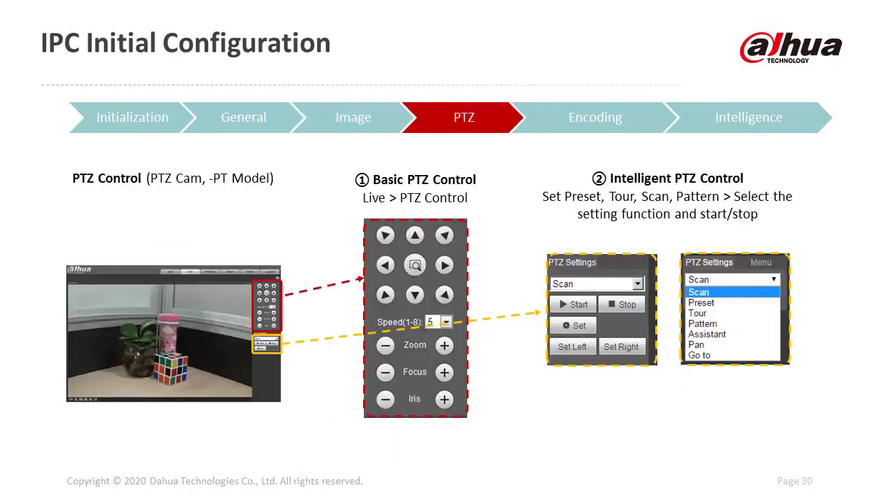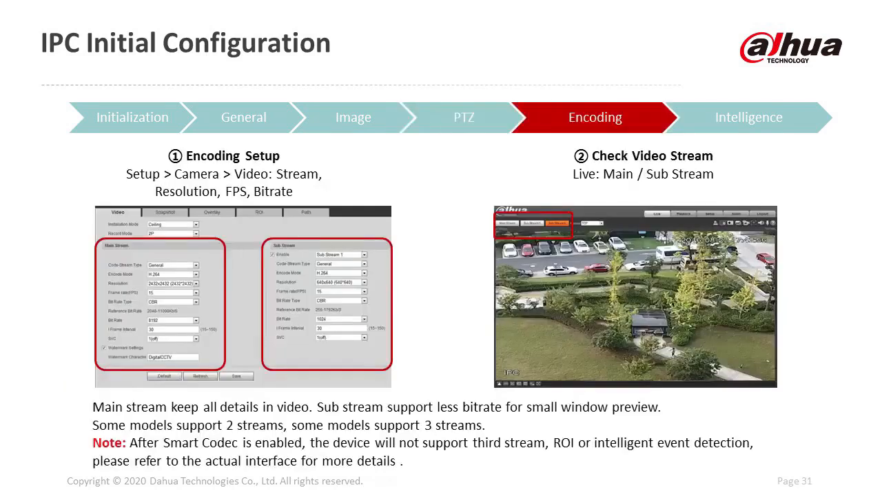For PTZ camera, we can set basic PTZ control via the control buttons. Also we can set preset, tour, scan and pattern functions. On the PTZ control interface, through the camera encoding setup, we can set video stream, resolution, frame rate and bit rate.